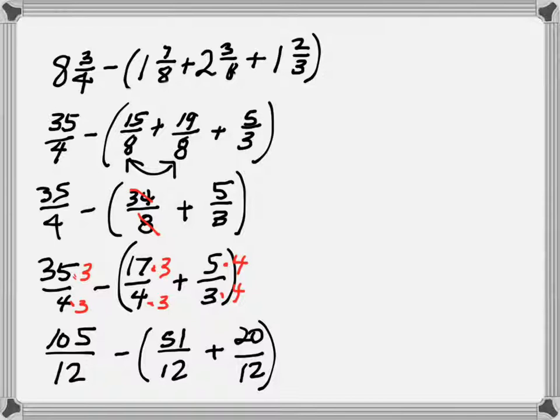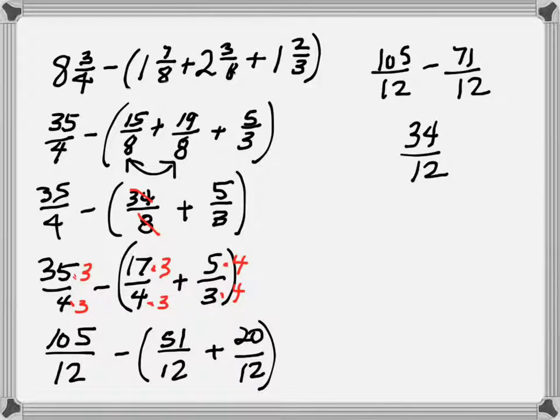What's 51 over 12 plus 20 over 12? 71 twelfths. What's 105 over 12 minus 71 over 12? 34 over 12. Am I done? I have to put it back into a mixed number. And what else is going on here? It's not simplified. So even if I could leave it in an improper fraction form, it's not simplified. So can we simplify first? Okay. So they'll both divide by what?